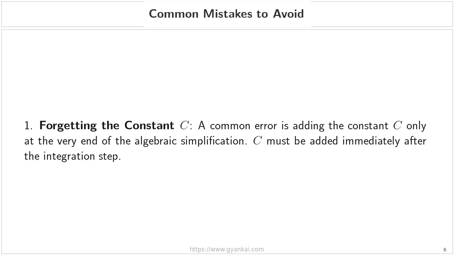First, and perhaps most importantly, is forgetting the constant. I see many students perform all the integration correctly, but then they wait until the very end of their algebraic simplification to add the constant. Please remember, the constant of integration must be added immediately after you perform the integration step. If you wait until after you've multiplied or divided both sides by other terms, you might not be able to account for how that constant is affected by the algebra.